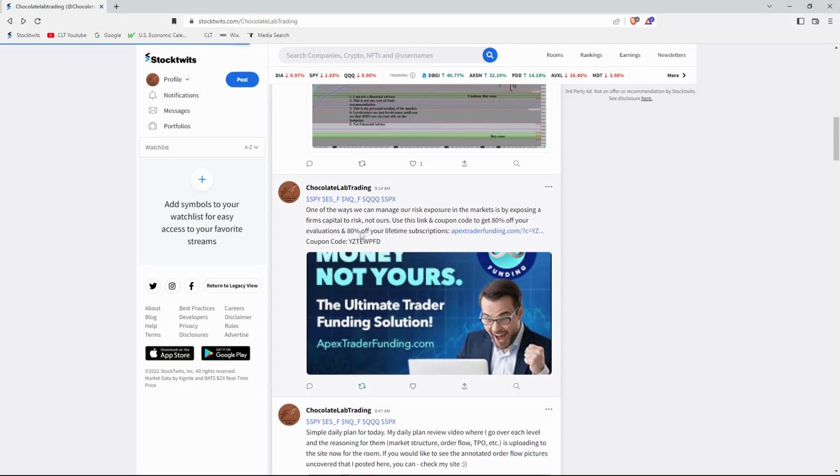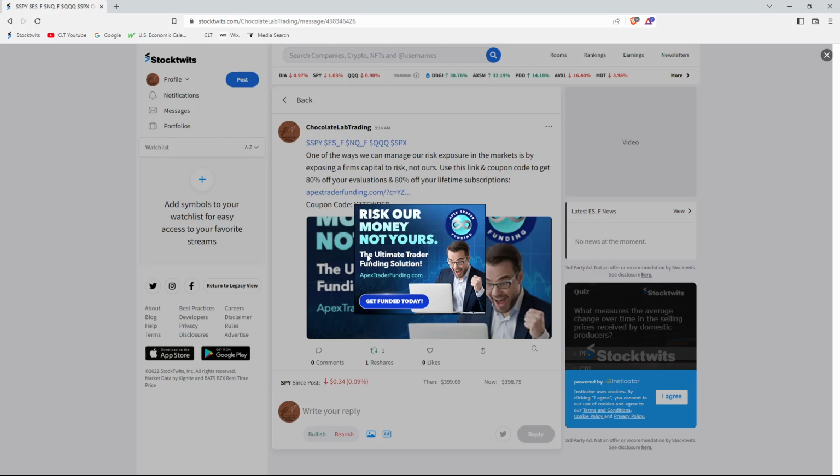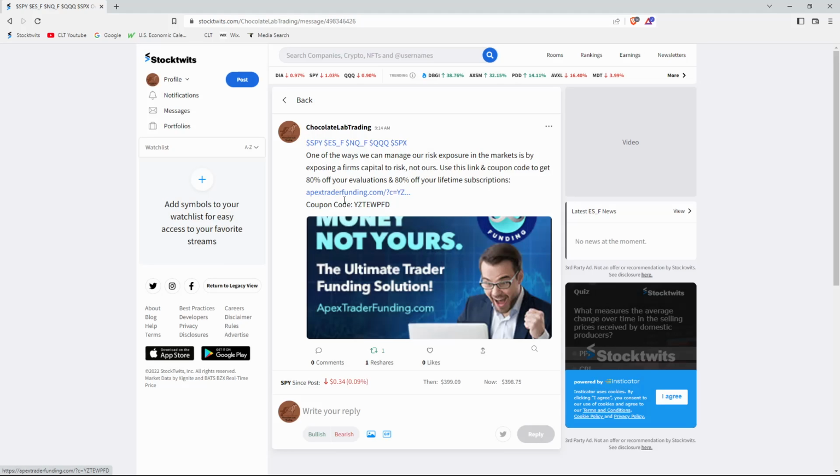As well, I speak about in the room, but one of the ways we could manage our risk exposure in the markets is by not exposing our actual capital, but exposing a firm's capital. So I've tested this firm out. I've never traded until now to test out this firm. Prop firms in futures. When I used to trade equities, I traded for a firm. But I tested this out. I passed the evaluation, and then I withdrew money with absolutely no problem.